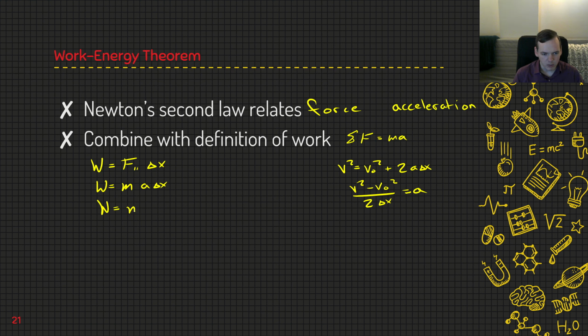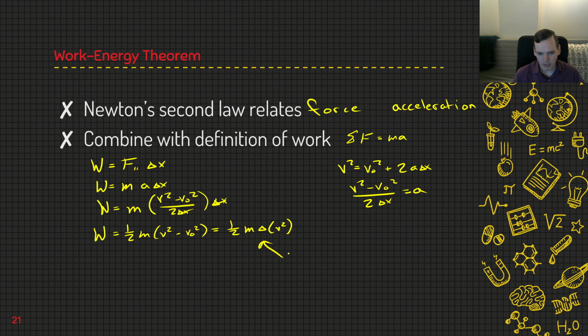Then we have work equals m times v squared minus v naught squared over 2 delta x times delta x. The delta x's can cancel, and some of you might see where this is going. Work is equal to 1/2 m times v squared minus v naught squared, which can also be written as 1/2 m times delta v squared, which you'll hopefully recognize as the change in kinetic energy.